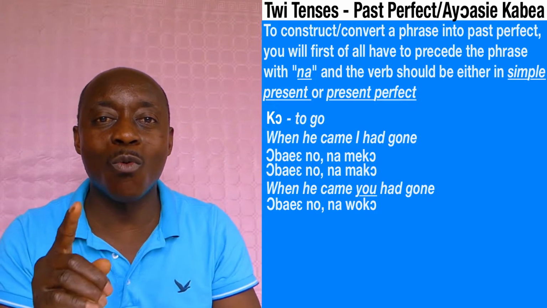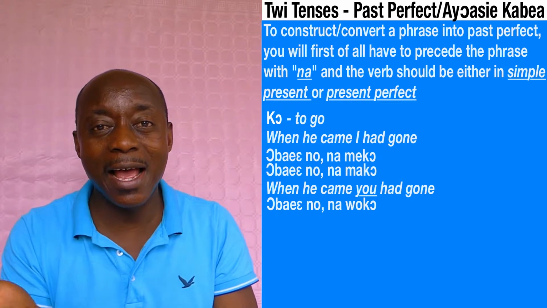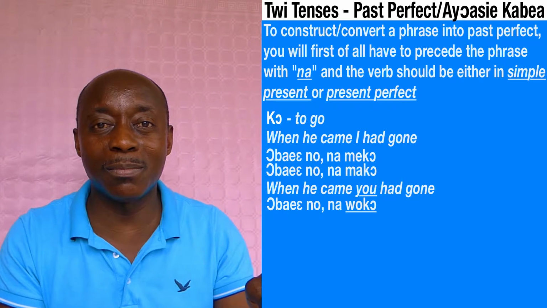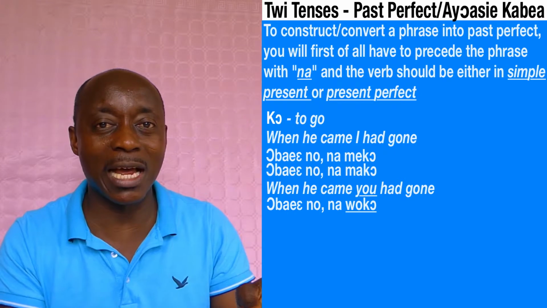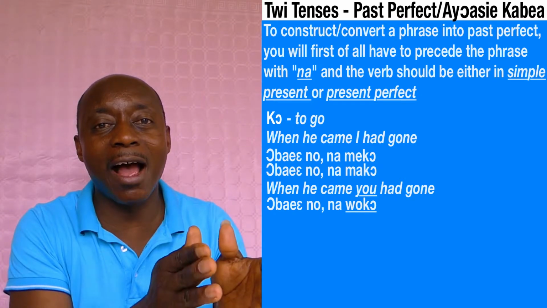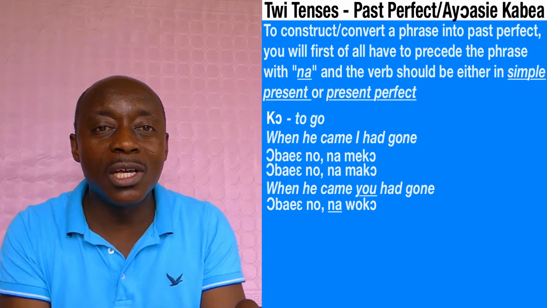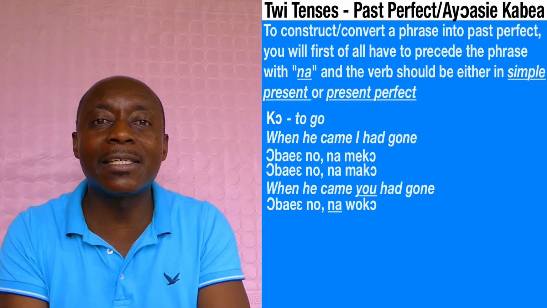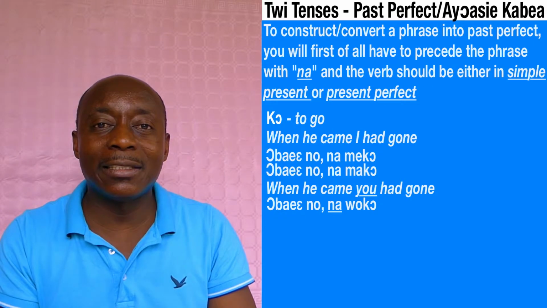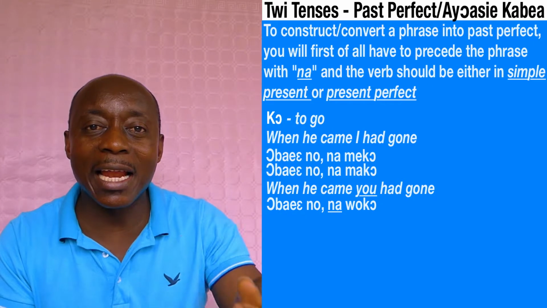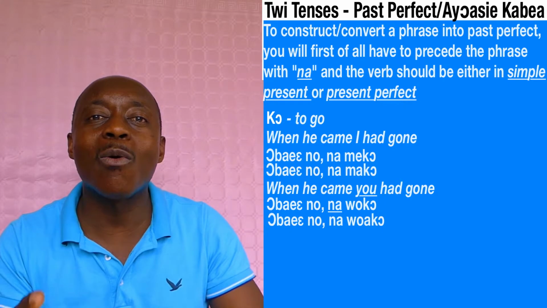Wo, that is you. Obaeno na woko. You see that here I am making use of simple present tense. Woko, every day. But because I have preceded it with na, it puts this whole phrase in the past perfect tense. If I want to mean that when he came, you had gone and had returned, then I will say obae no na wako.